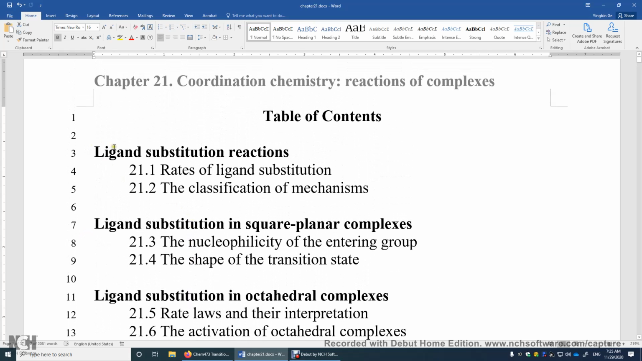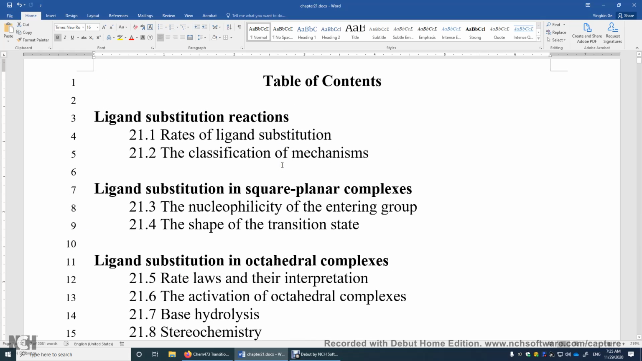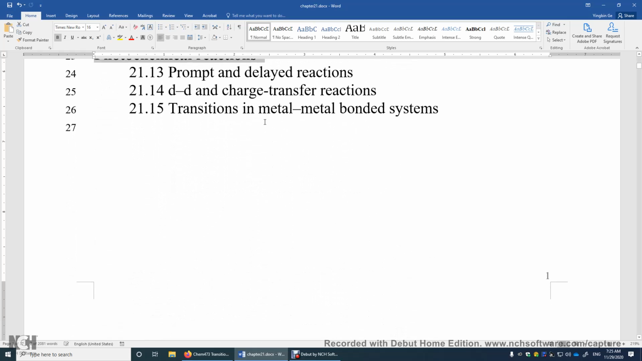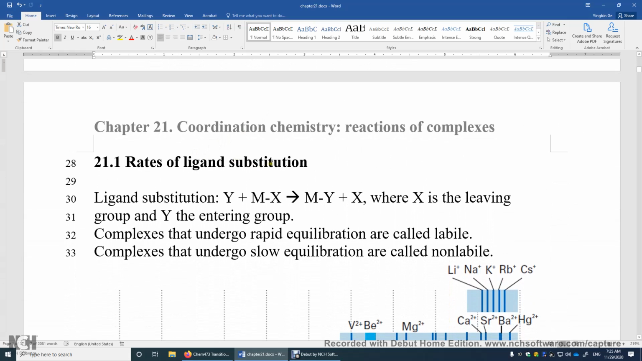So we're going to look at the ligand substitution reactions first. And first, we'll focus on the chemical kinetics of this type of reactions. That means how fast these reactions can proceed. Section 21.1, rates of ligand substitution. Again, we focus on this word rates. We're talking about how fast or slow these reactions proceed instead of the chemical equilibrium. We are not interested in the chemical equilibrium constant in this section. We're interested in the chemical reaction rates.